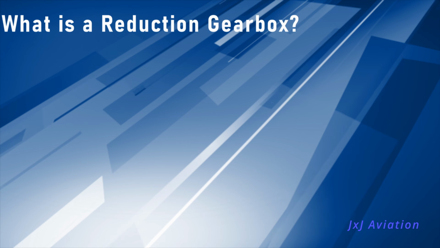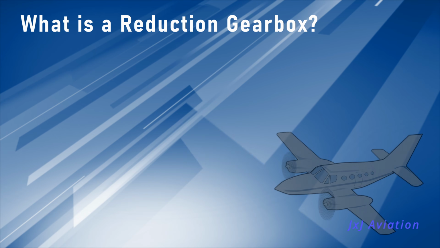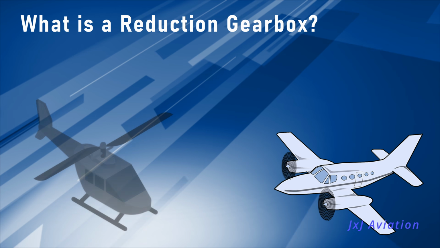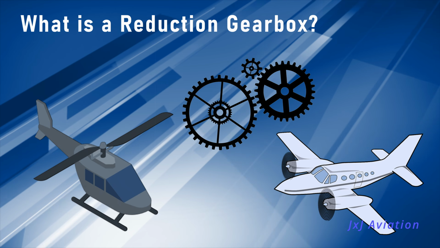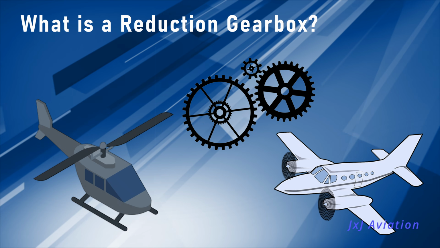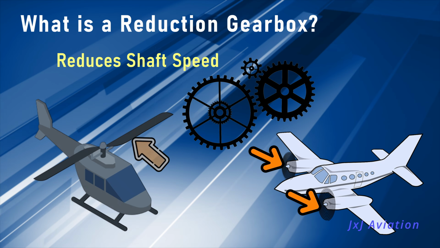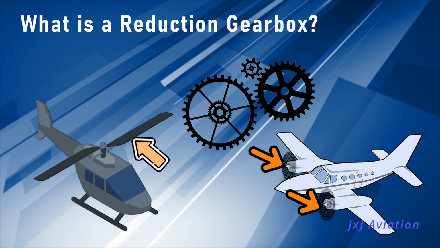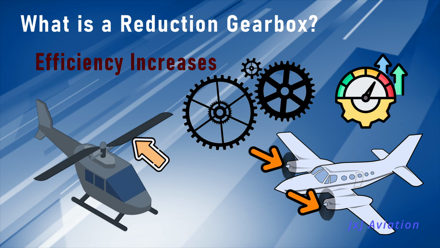What is a reduction gearbox? This gearbox is installed in turboprop engines and helicopters. The gearbox is connected to the engine's shaft. The gearbox reduces the engine's shaft speed for the propeller or the helicopter blades. By reducing this speed, the efficiency of the propeller or the blades increases.